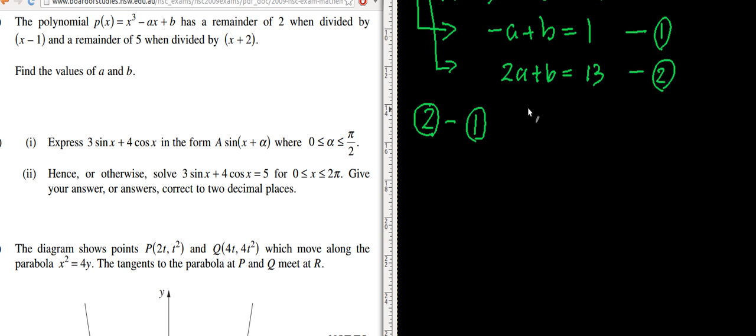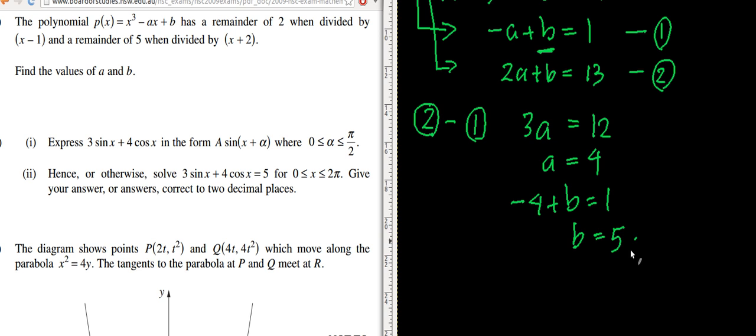Equation 2 minus 1, I will end up getting 3a, the b's cancel out, and 3a is equal to 12, therefore a is equal to 4. Plugging this back into, say, this equation, a is equal to 4, I have minus 4 plus b is equal to 1, b is equal to 5. So there you go, a and b. That's part A done.